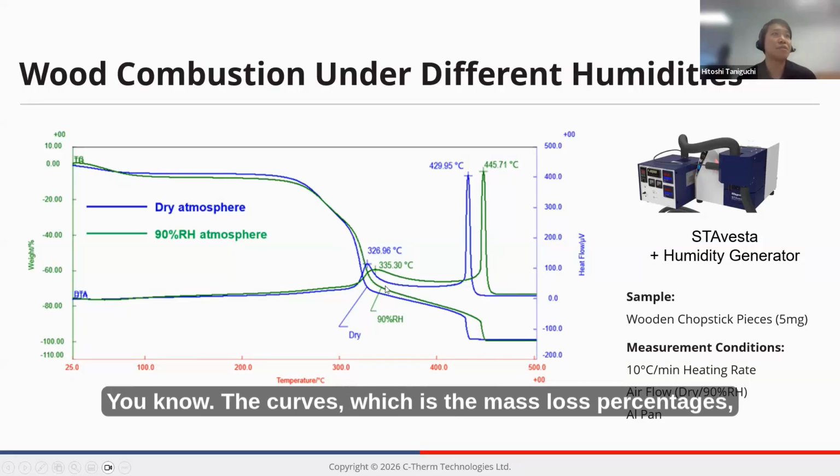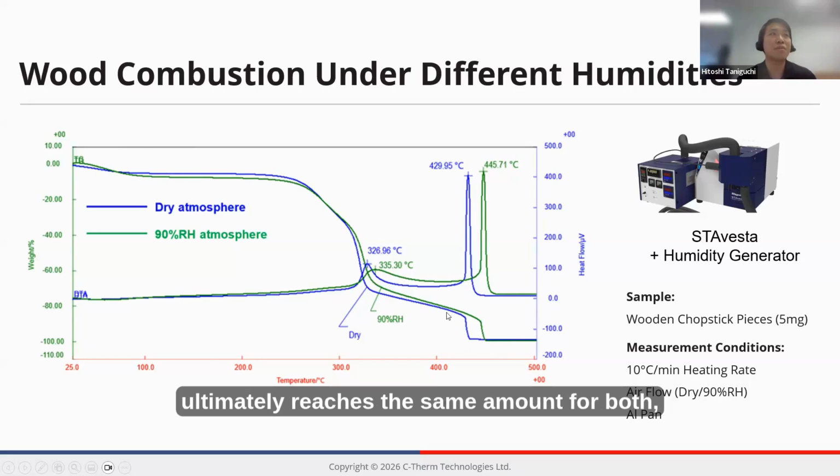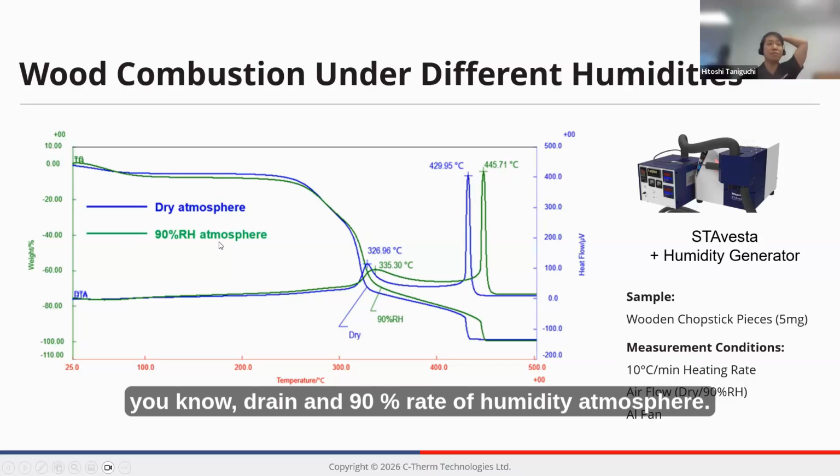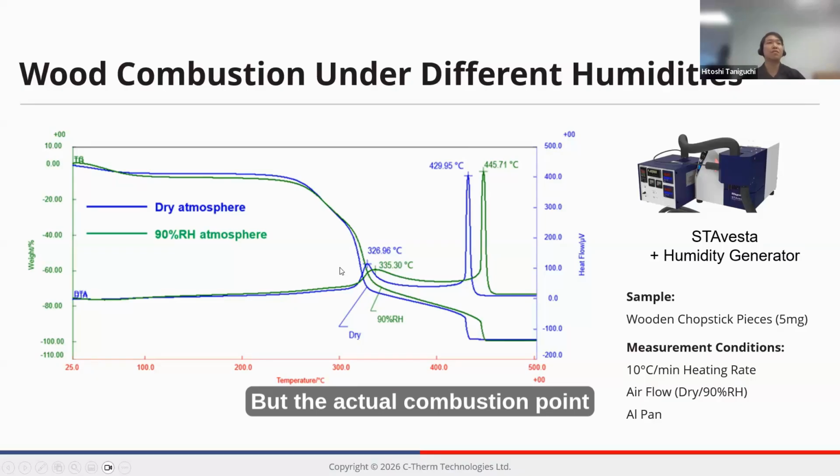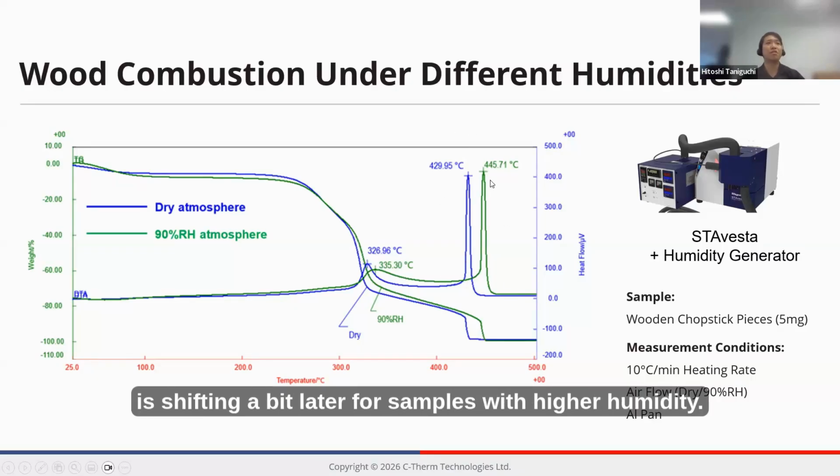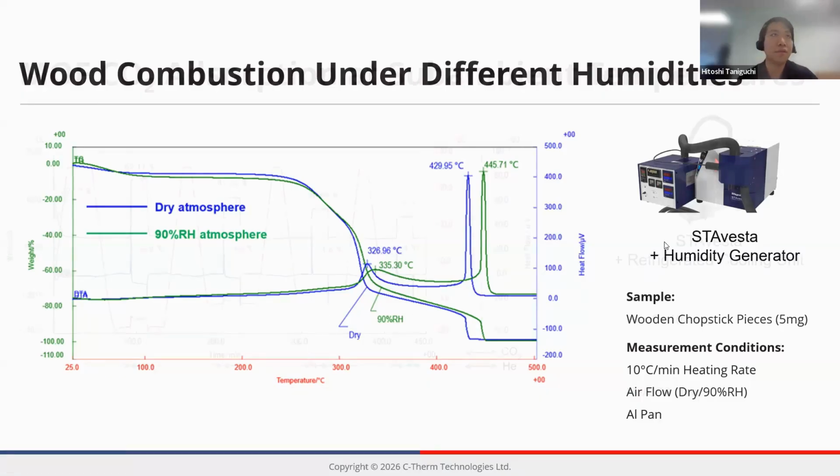The TG curves, which show the mass loss percentages, ultimately reach the same amount for both dry and 90% relative humidity atmosphere, but the actual combustion point shifts a bit later for samples with higher humidity.